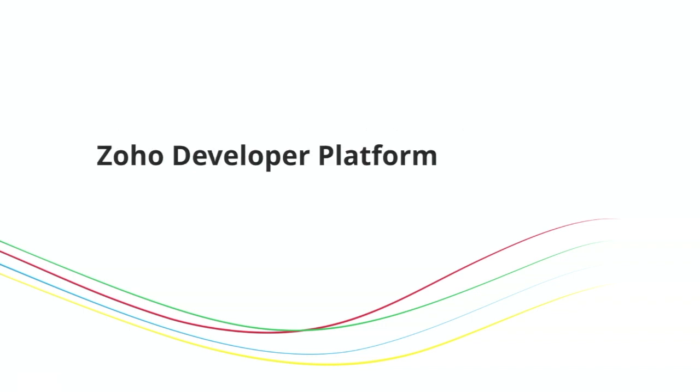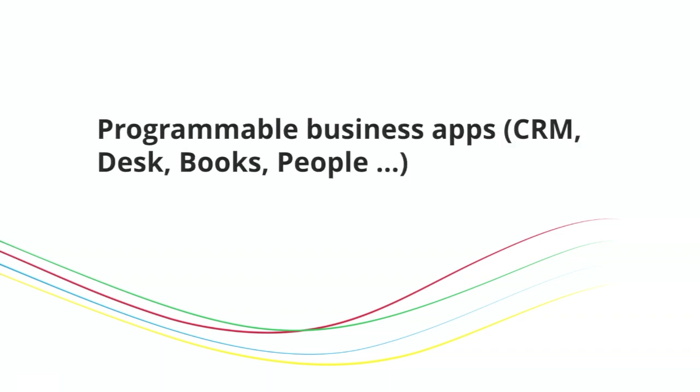So that's the Zoho developer platform, and I will talk about the components that make this up. First, you have our pre-packaged apps that are programmable themselves. The CRM, Desk, Zoho Books, People, all of them. Over 40 apps. They are all programmable. That means that they expose their own internal guts as software extensible, as programmable.